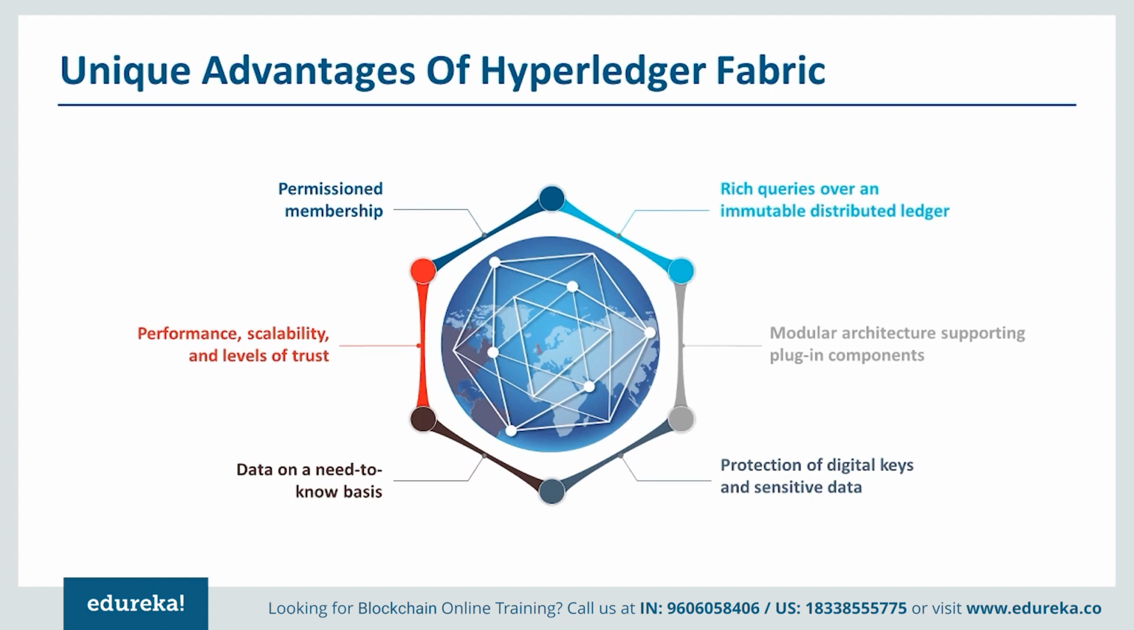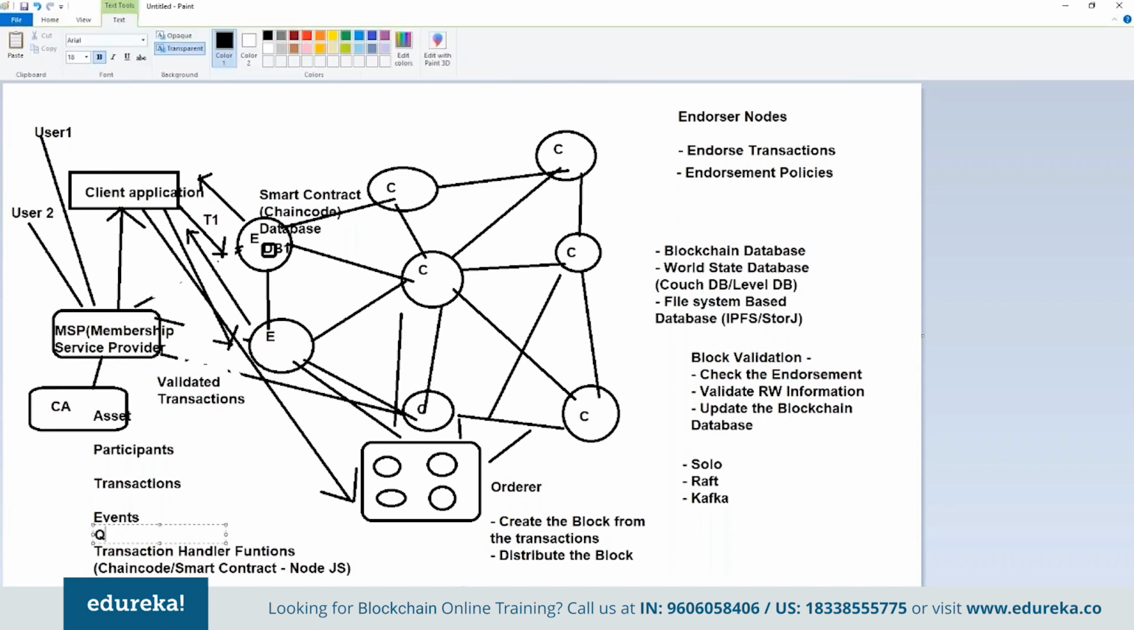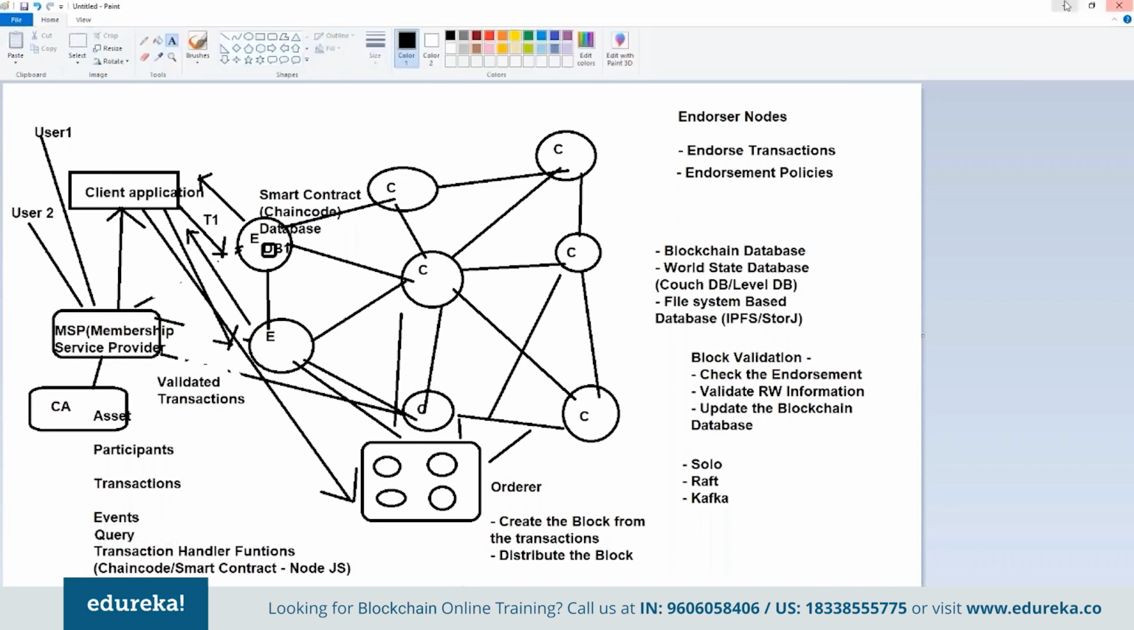So you can write a query file. I think I missed it here. Apart from assets, participants, transactions, and events, you can also define queries. A query is a special file where you can define SQL-like queries of what information you are expecting from this blockchain at any point of time. Those queries are rich in nature because you can define simple SQL-like queries for reporting purposes. Then you have a modular architecture supporting plugin components.